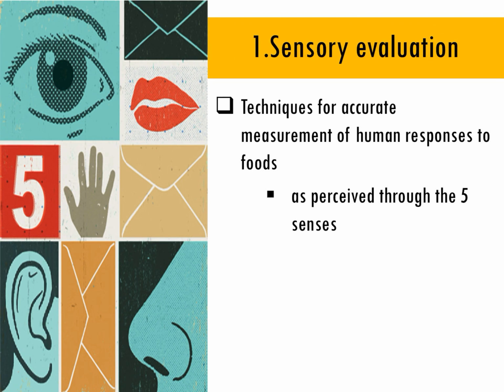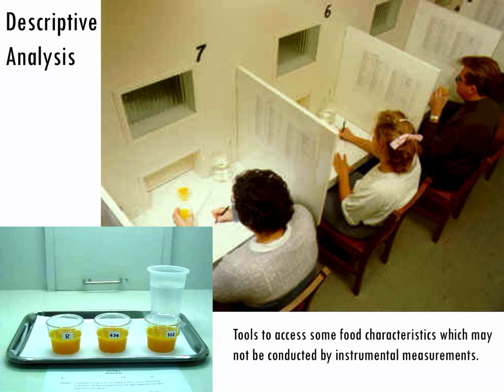Sensory evaluation is the technique where we use human senses, including eye, ear, hand, mouth, and nose, as the tools to evaluate the quality of food. On the screen is one example of sensory evaluation. Descriptive analysis is the tool where we use our senses to assess food characteristics which cannot be measured by instruments, so we use our own senses as the tools to evaluate.